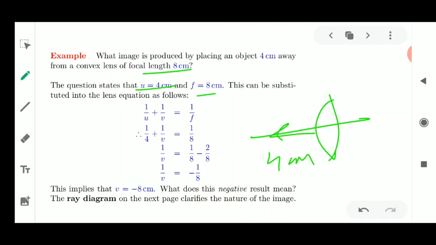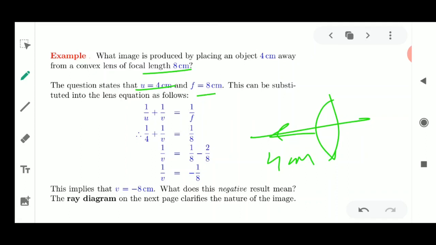And how will you solve this? 1 by f is equal to 1 by v plus 1 by u. Again the lens formula will be used. Two values are given, so you can find the third value very easily. You just need to keep in mind what symbols you are using and how you are going to find the exact value of the thing which is being asked.